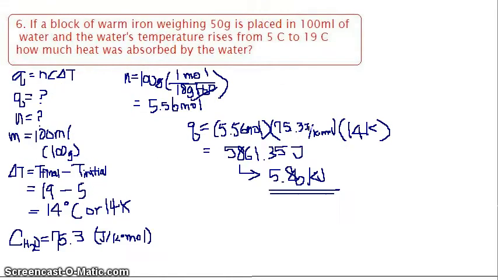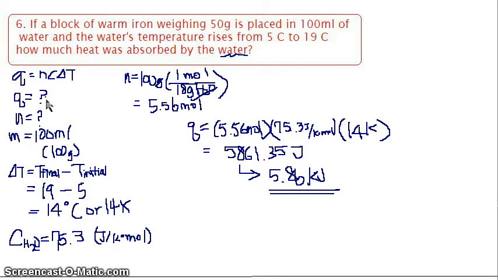The question number 6 is, if a block of warm iron weighing 50 grams is placed in 100 milliliters of water and the water's temperature rises from 5 Celsius to 19 Celsius, how much heat was absorbed by water? During the test, I tried to find the heat that was absorbed by iron. I was trying to calculate directly with iron, but that's not right. I was supposed to calculate with the mass of water.